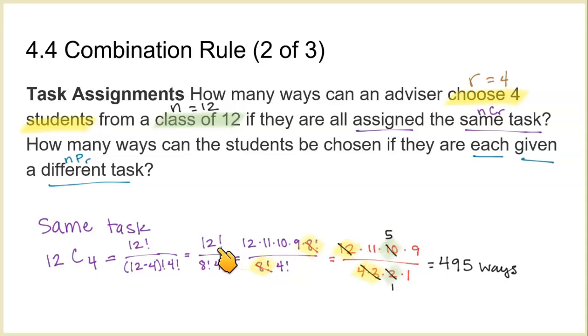But ultimately, you could just stop here and then evaluate this in Desmos or in the calculator. That would be fine as well. But there's 495 ways to assign 4 students to the same task when you have 12 students to choose from.